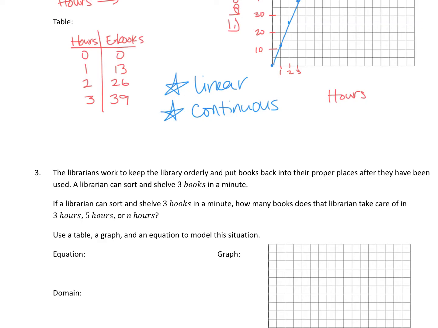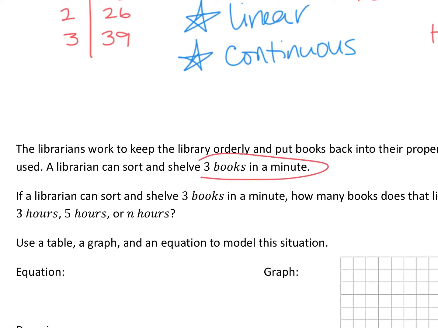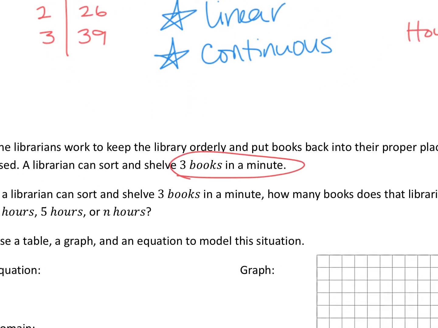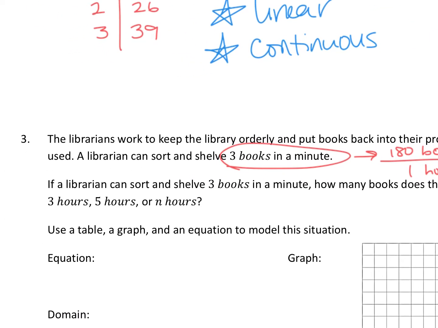All right, so I think we've got to do a conversion first. Let's go ahead and switch this to per hour. So there are 60 minutes in an hour, so we're just going to do 3 times 60 and get 180 books taken care of in 1 hour. Okay, so that will help us in predicting and then setting things up.